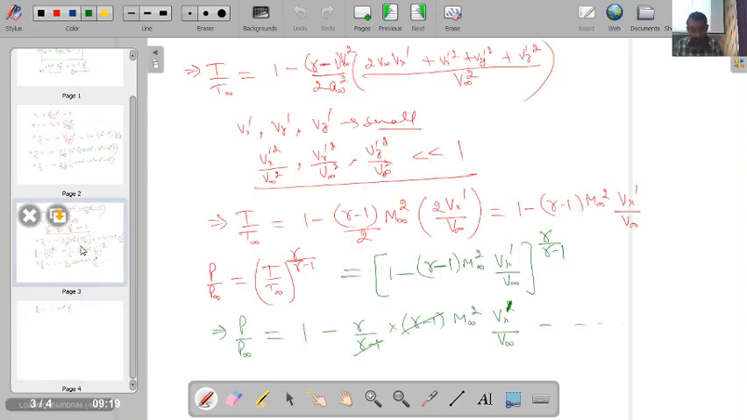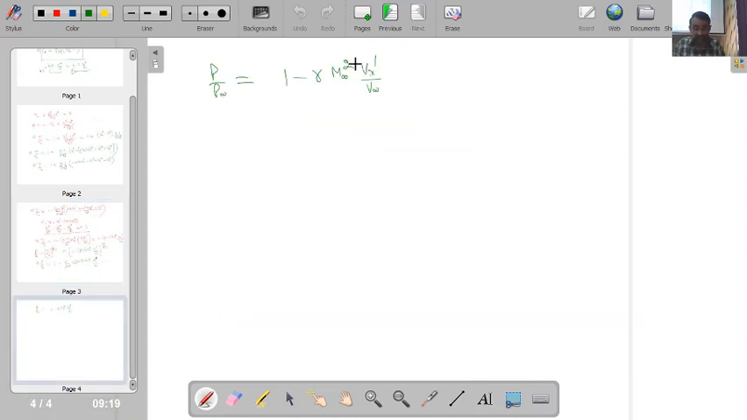And typically you have to remember that whatever the value of p by p infinity we have got, this is nothing but an approximate value for small perturbations. Okay, if perturbations are very small, then it will become nearly exact because the magnitude of higher order terms will be neglected. But ultimately, this is nothing but the approximate value. This is not the exact value.